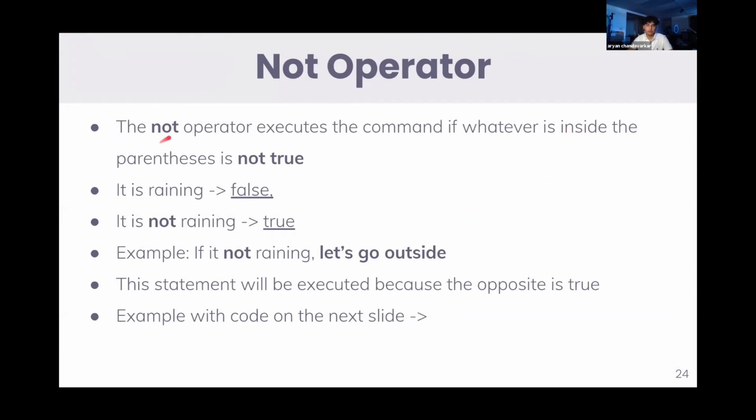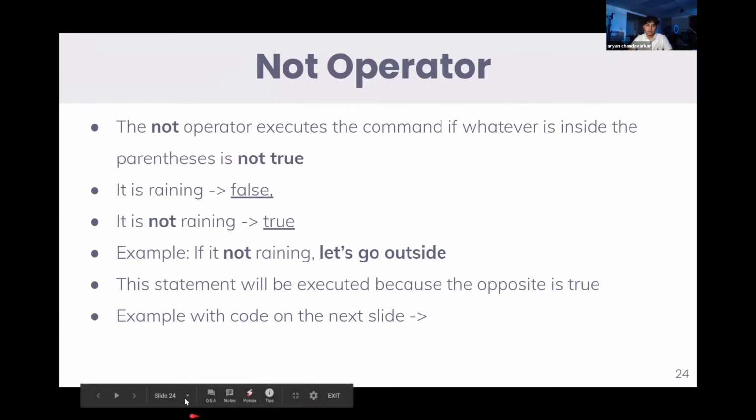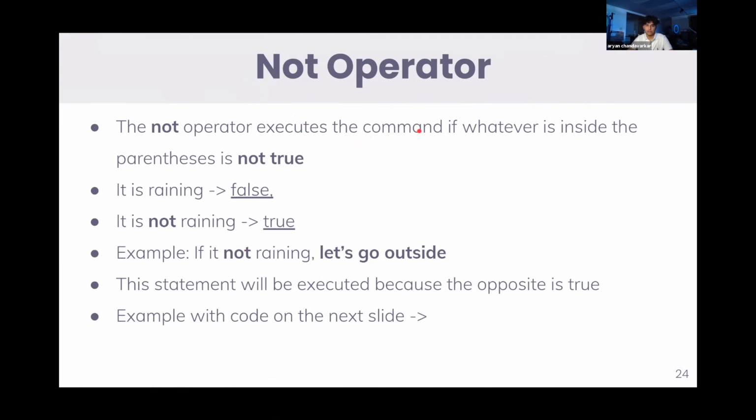Okay. So then finally we have the NOT operator. All the NOT operator does is execute the command if whatever is inside the parentheses is not true. So this basically is the opposite symbol. It's like on opposite day, you know, you say, I want to do something, but it means you don't want to do something. That's basically what the NOT operator can do.